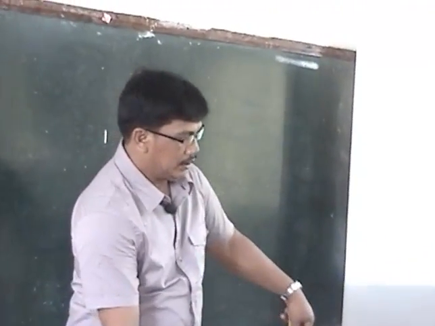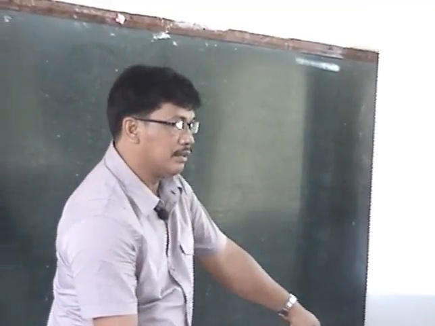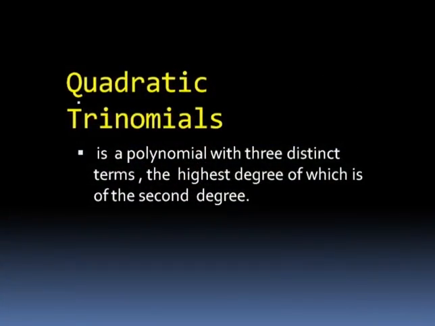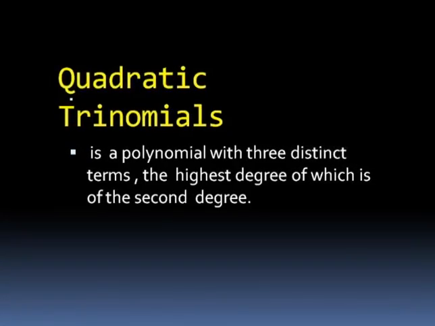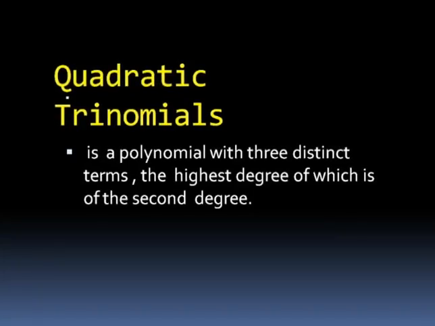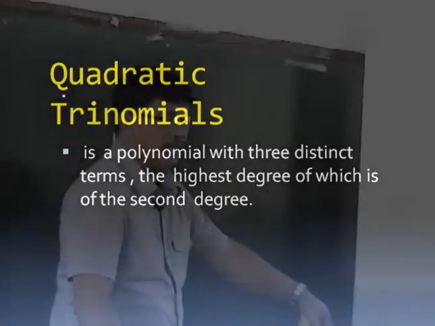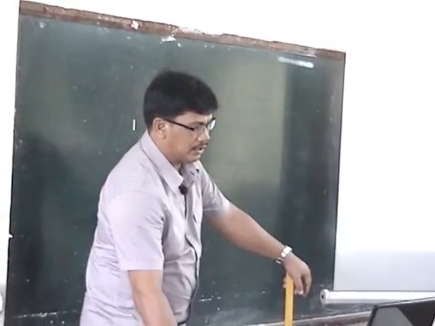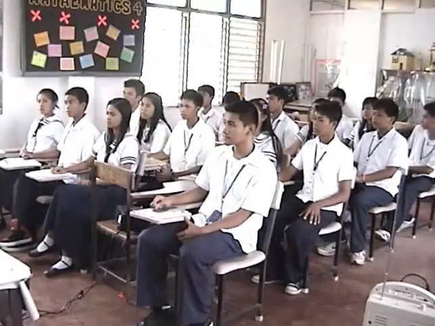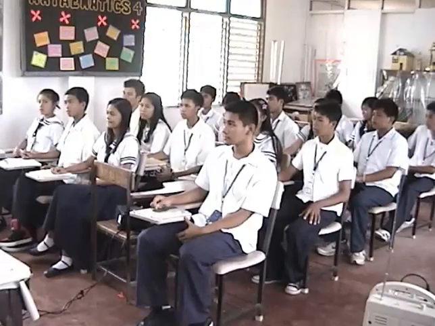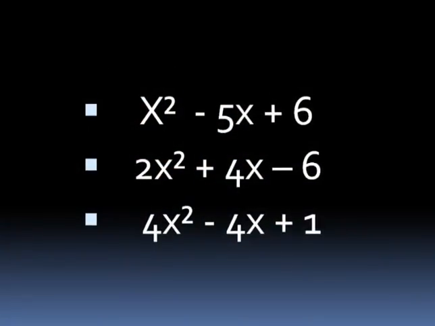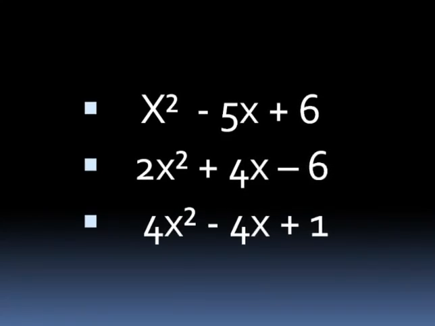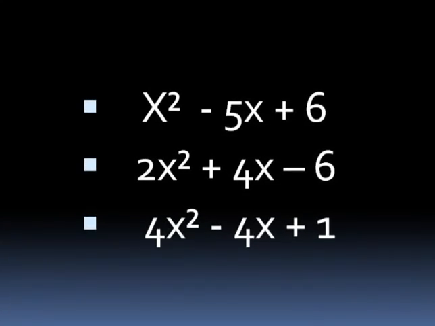What are quadratic trinomials? As defined, a quadratic trinomial is a polynomial with three distinct terms, the highest degree of which is of the second degree. But take note, class, that there are some quadratic trinomials which are exactly different from the others. Look at now the first one. x squared minus 5x plus 6 is an example of quadratic trinomials.